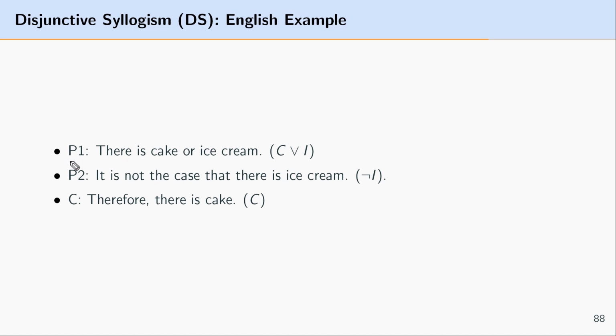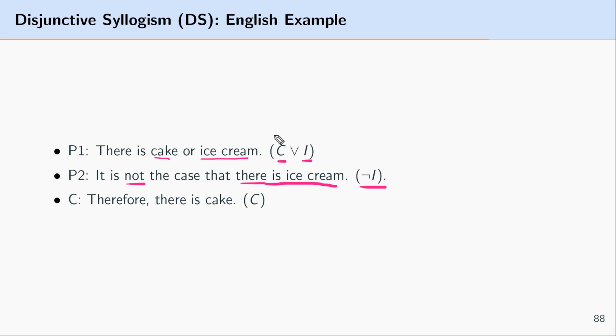So suppose we had the proposition, there is cake at the party, or there is ice cream at the party. We'll abbreviate this as simply saying there is cake or ice cream. If we were to represent this in propositional logic, we'd write C or I. Premise 2 says it is not the case that there is ice cream at the party. So we have not I here.